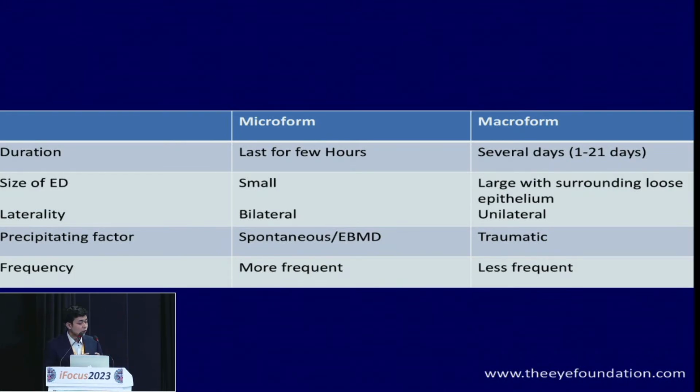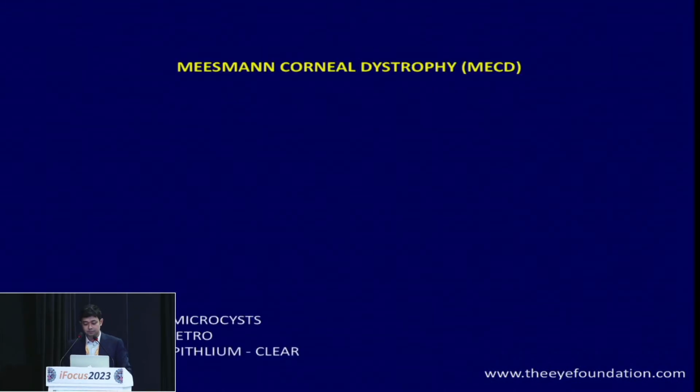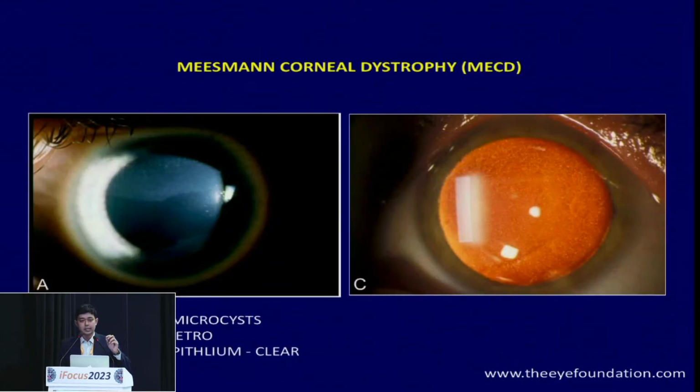Morphologically, we have microform and macroform erosions. Microform are the ones which are usually because of a dystrophy and can be bilateral, small, and they resolve very quickly. Macroform are the ones which are larger. These are usually caused by trauma, and they are usually unilateral. The incidence may be less frequent, but they are more painful and take a longer time to resolve.